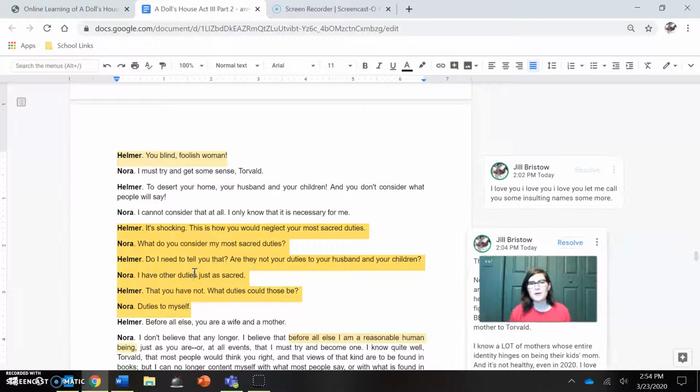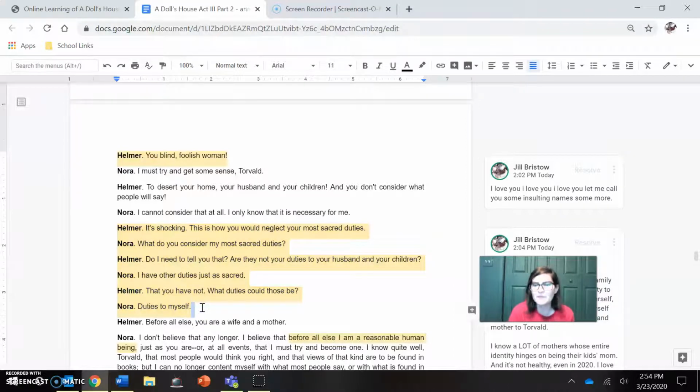Here's your really important part right here. Nora says, "What do you consider my most sacred duties?" And Torvald says, "They're your duties to your husband and your children." Excuse me. I sneezed at the most important part of the play. Sorry, guys. Anyway, Nora says, "I have other duties just as sacred." Torvald says, "What could that possibly be? What's more important than your duties to your husband and your children?" And she says, "Duties to myself."